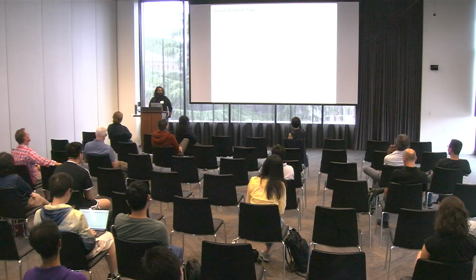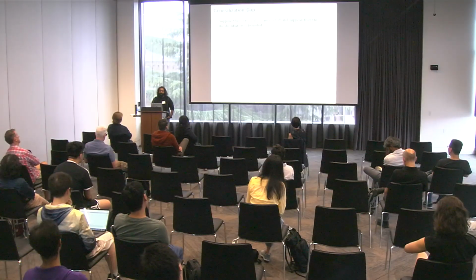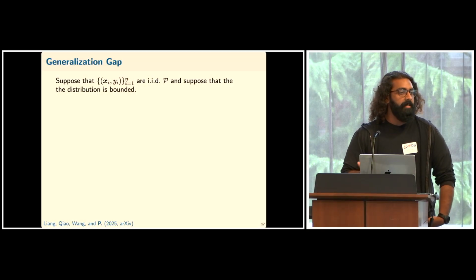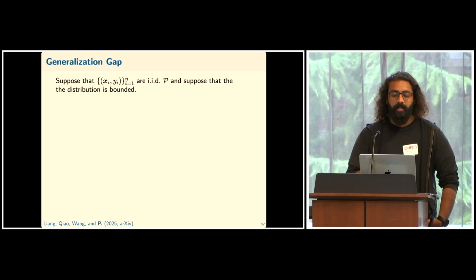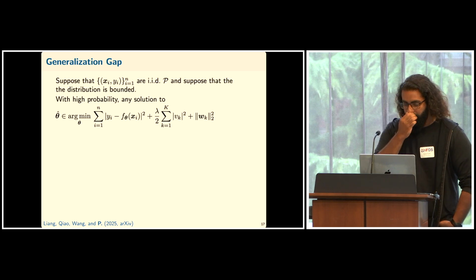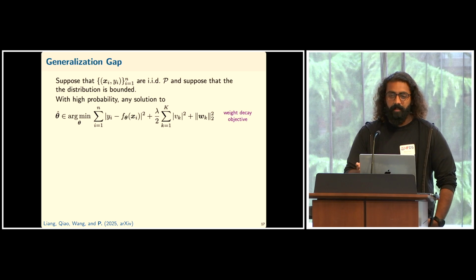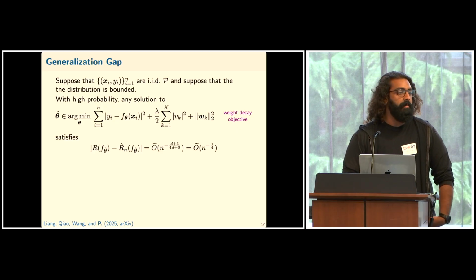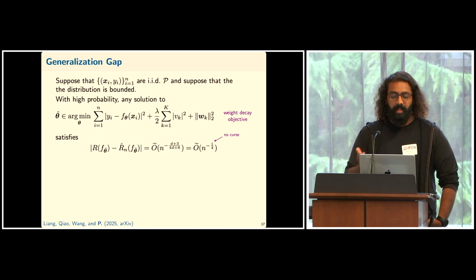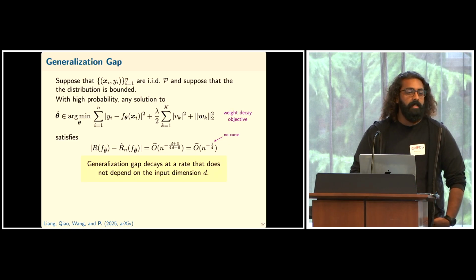Okay. And then just kind of quickly, we can talk about the generalization gap. So here, again, we'll assume our x's and y's come from some distribution, and just for technical reasons, we'll suppose that this measure p has compact support. Then you can show with high probability any solution to this problem, here, again, the weight decay objective problem, has a generalization gap that decays something like this. So again, sort of a dimension-free rate for the generalization gap. Okay, so that's kind of interesting.